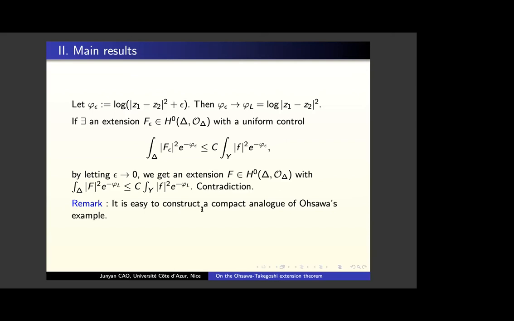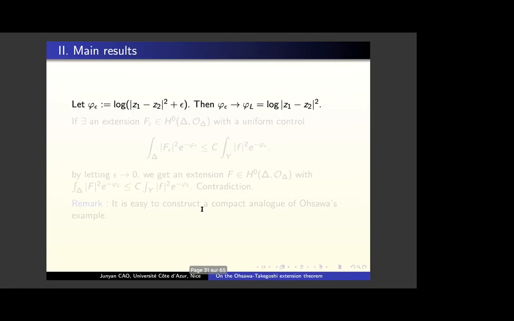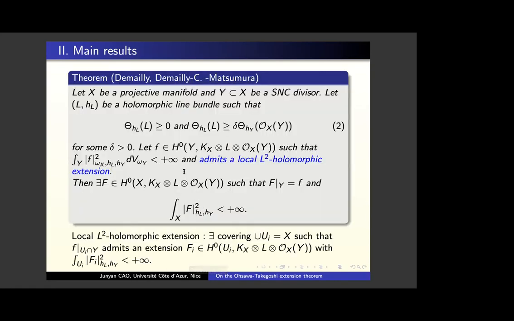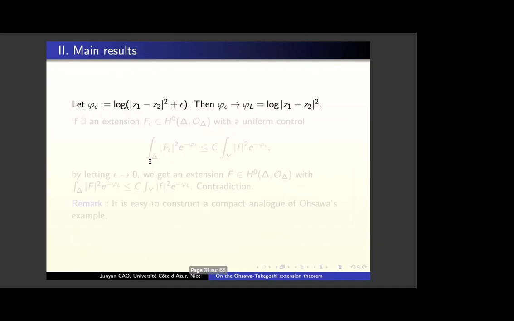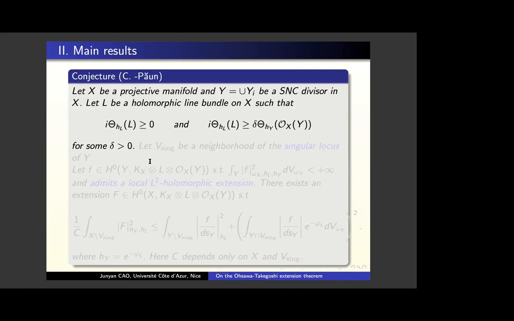The example of Ohsawa tells us that in general, if we want to prove an effective estimate of the extension theorem, this L2 condition is not sufficient. So we need to find some other conditions. Therefore, in our paper, we first proposed the following conjecture. We are still in the setting that X is projective and Y is a simple normal crossing divisor. We always suppose that the line bundle satisfies this curvature condition, which is very natural in algebraic geometry.